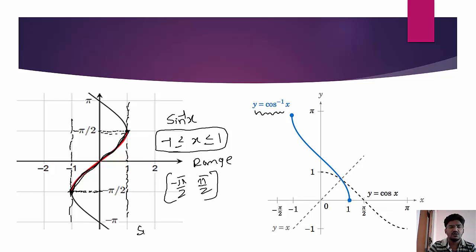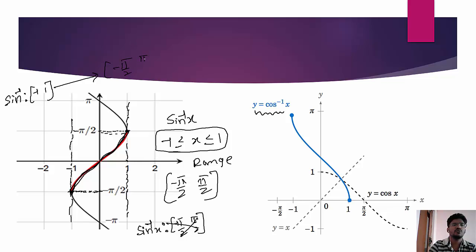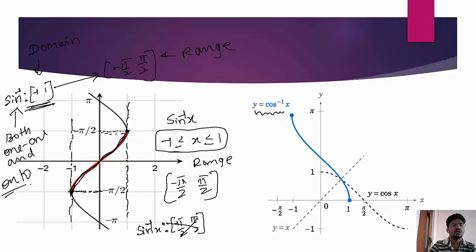Clear? So sine inverse x is defined from minus 1 to plus 1 to minus pi by 2 to plus pi by 2. This is the domain and this is the range. Why are they restricting this domain? Because only in this interval, the sine inverse function is both one-one and onto.